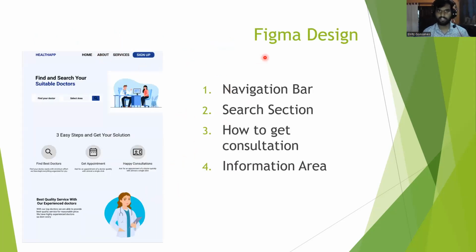So now we'll see this Figma design. Essentially this design has been split up into four parts. At top, you can see this navigation bar, which has the logo of the site, and the home, about, services, sign up section. And then in the next part, we have this search section where you input the specialization of the doctor you want and the area that you're searching in, and you click this button. And then it will show whichever doctors it finds. And then finally, these are just some steps on how you get the consultation. So it will find the doctors and you can book an appointment and then you get your consultation. And in the last area, we just have some general information to keep you aware.